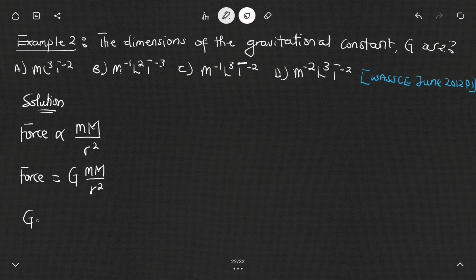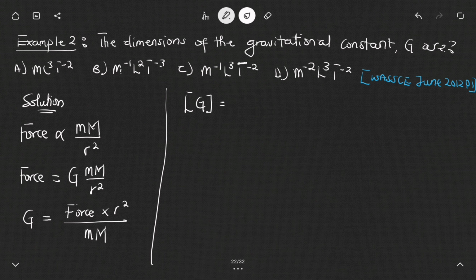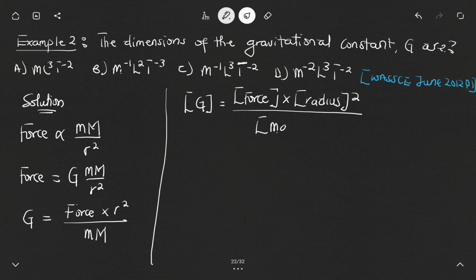If we make the gravitational constant the subject, we will have G is equal to F, which is force, multiplied by radius squared, which is r squared, over the product of the two masses. So if I apply my dimensional analysis to them, I'll have the dimension for force multiplied by the dimension for radius squared over the dimension of two masses, so mass 1 multiplied by mass 2. From all our previous examples, we know that the dimension for force is MLT^-2, multiplied by radius, which is length, so we have L squared attached to it. Then we have two masses, so it will be M squared over here.